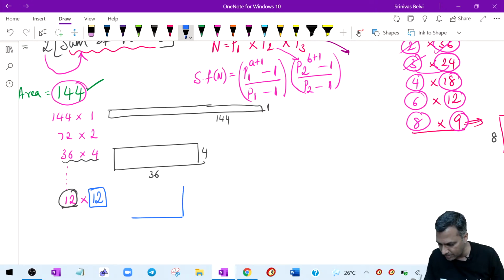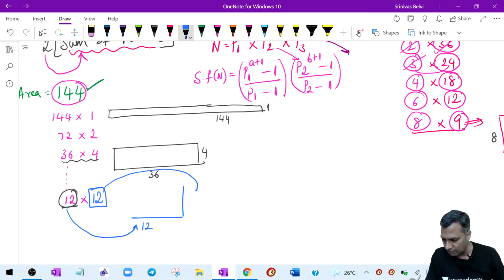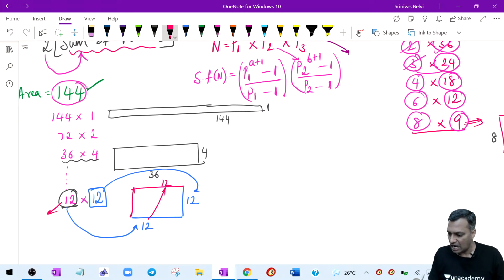Because I added a dummy, I'm adding a box. This 12 comes here and this 12 sits here. Now what you are trying to say is, I need a duplicate of this, correct? Because that has to sit on the opposite side. I need a duplicate of this. I also need a duplicate of this which sits on the opposite side. Meaning, listen to this very carefully.